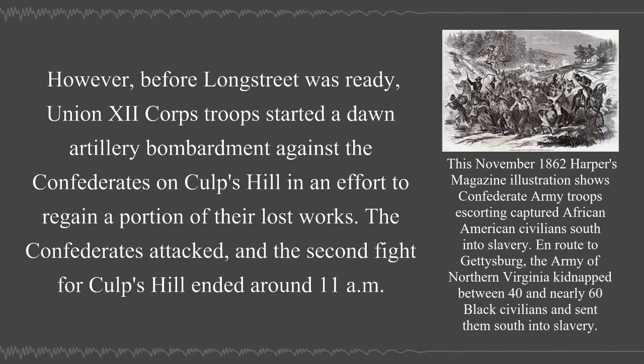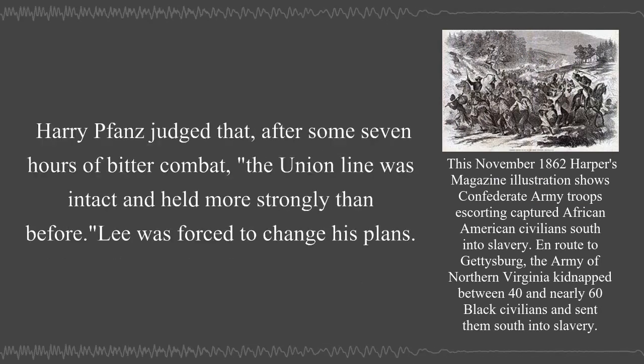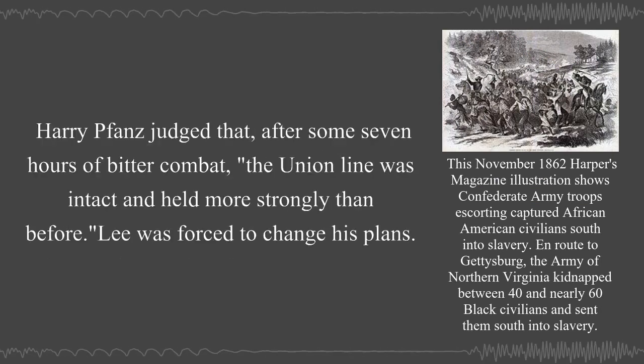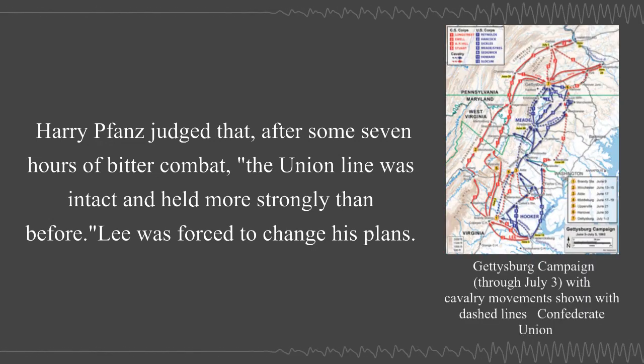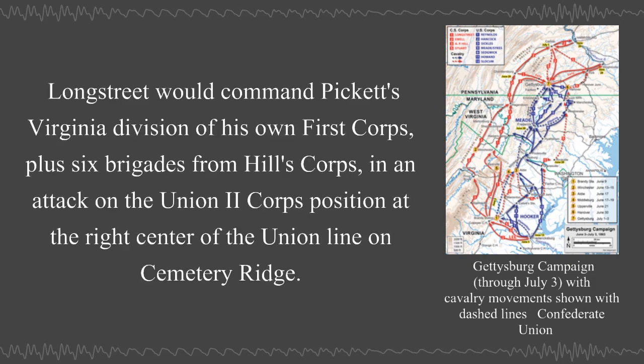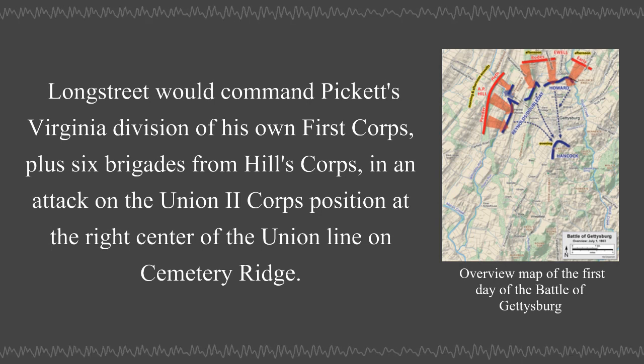The Confederates attacked, and the second fight for Culp's Hill ended around 11 a.m. Harry Pfanz judged that, after some 7 hours of bitter combat, the Union line was intact and held more strongly than before. Lee was forced to change his plans. Longstreet would command Pickett's Virginia Division of his own 1st Corps, plus 6 brigades from Hill's Corps, in an attack on the Union II Corps position at the right center of the Union line on Cemetery Ridge.